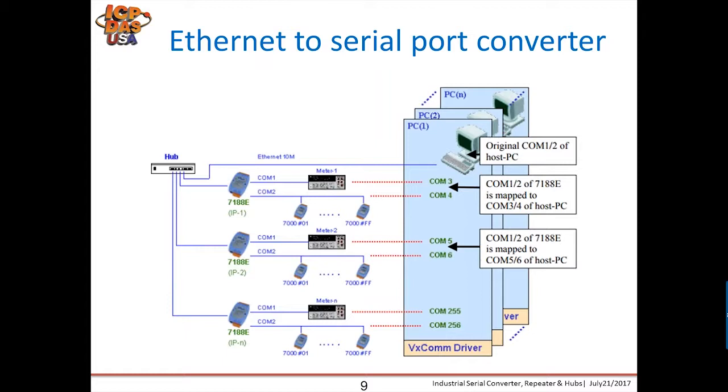i7188EN is the most cost-effective method to combine your original serial device with Ethernet communication ability. They are designed for linking serial device to Ethernet network. With the help of VXCOM utility, the built-in COM port of 7188E can be virtualized to the standard COM port of host PC.